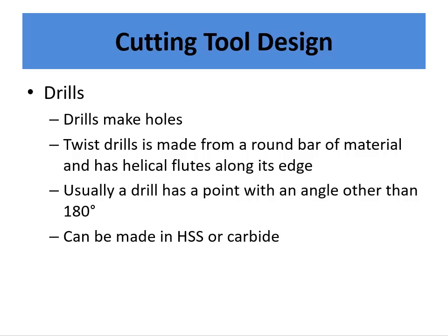And they can be made in high-speed steel or carbide, or you can have a high-speed steel shank with a carbide tip. That's pretty popular too. Once you get above a certain size, the cost of the carbide is unacceptable. And now you need to have some sort of high-speed steel shank with a carbide tip that can be replaceable. That's called an indexable drill.